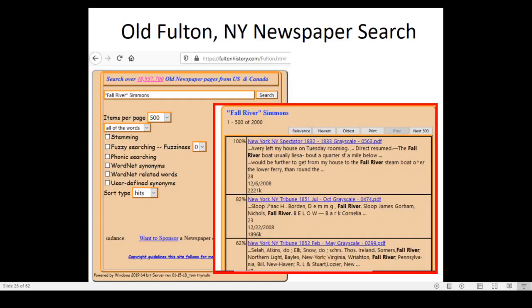So here I did a search in the Old Fulton New York newspaper search, specifically for Cheryl. Cheryl? You're listening? Okay. I did a search for Fall River and the name Simmons, which is a name she's been researching for 100 years. There were a bunch that came up that have both Fall River and Simmons in there, and you can go through and look at them.